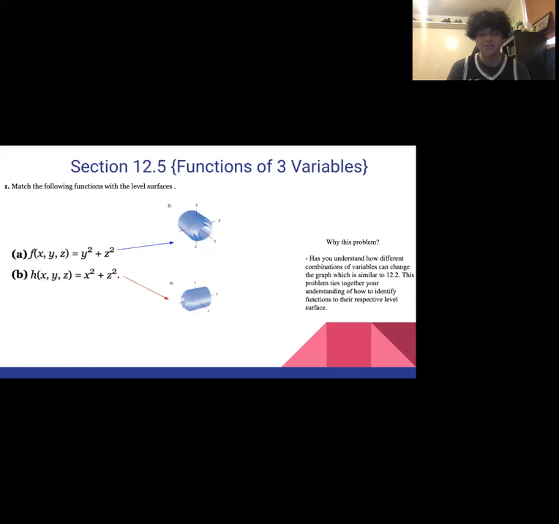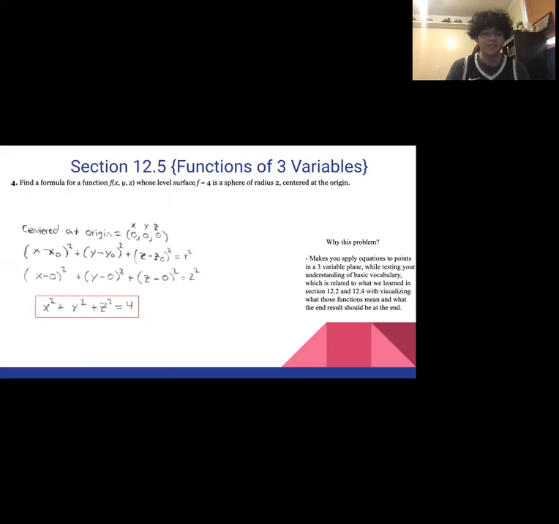I hate this section, mostly because it's a section 12.2 in disguise, because it makes you match more equations to their respective level surfaces, like here in question 1. However, even though this question is annoying, it's quite important because it has you understand how similar equations can change how a graph looks, like we did in section 12.2 and 12.3.